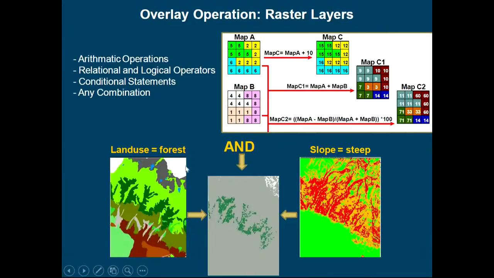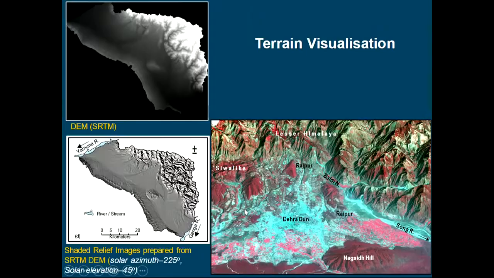If we talk physically over here, in a land use map I want only the forest, and from the slope map I want only the steepest slope. So I want to add them together. These features will then give the forest in the steepest slope. So this kind of analysis can be performed.